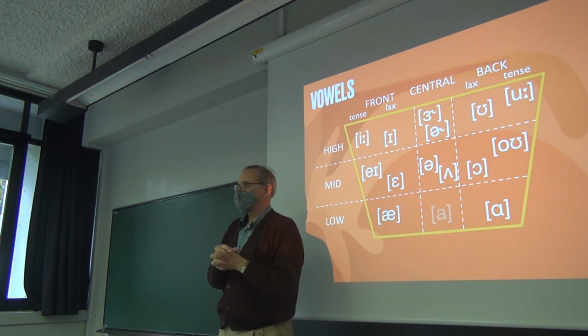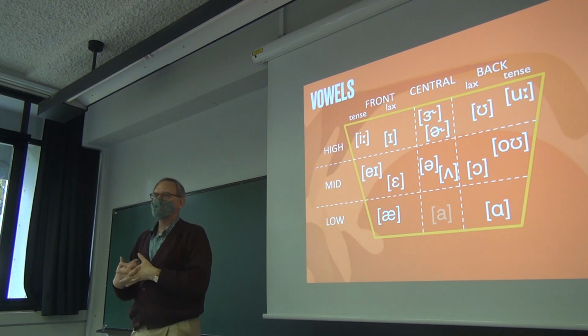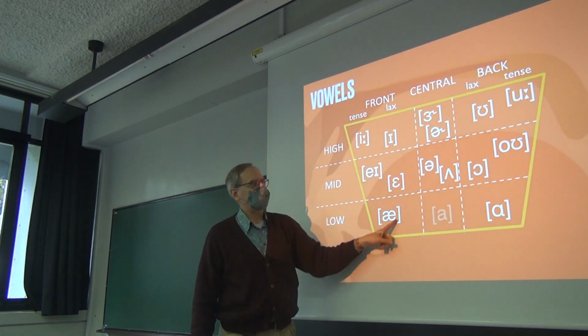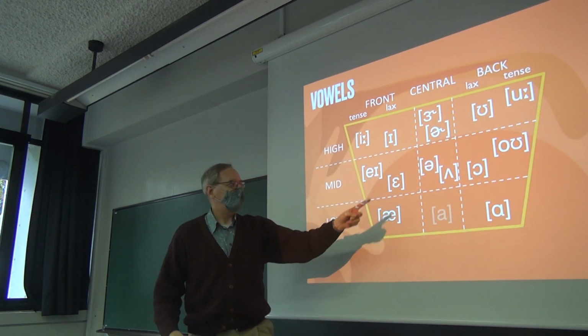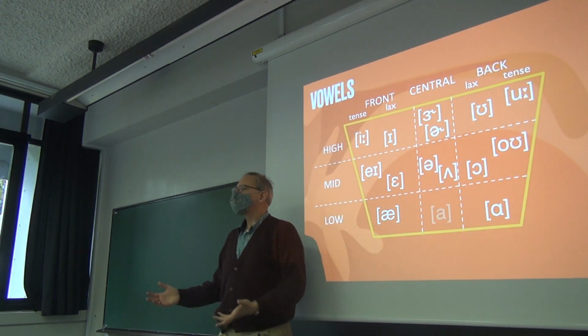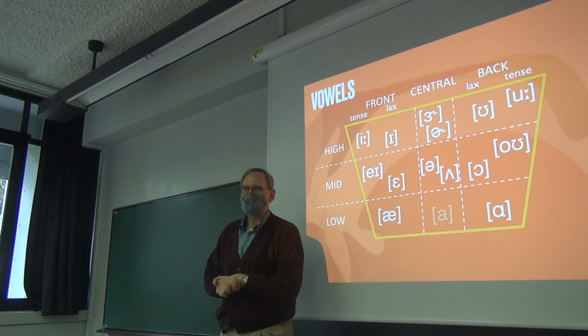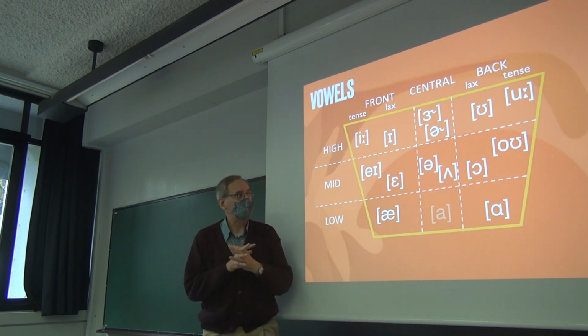So, I said at the beginning, how many vowels in spoken English? Well, there are 5 here. There are 5 here. That's 10. And then there are 4 here. So that's 14. There are at least 14 different vowels.